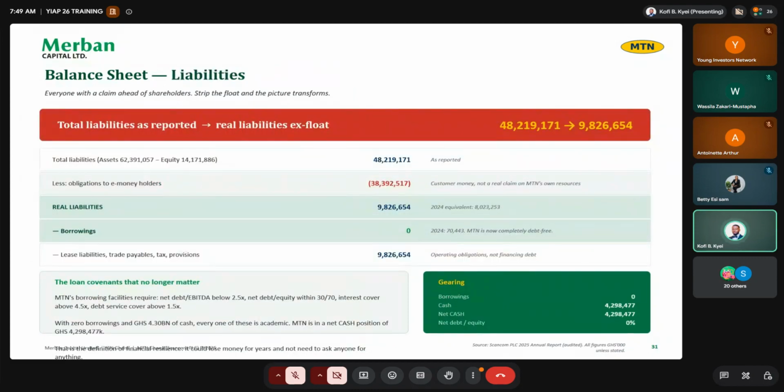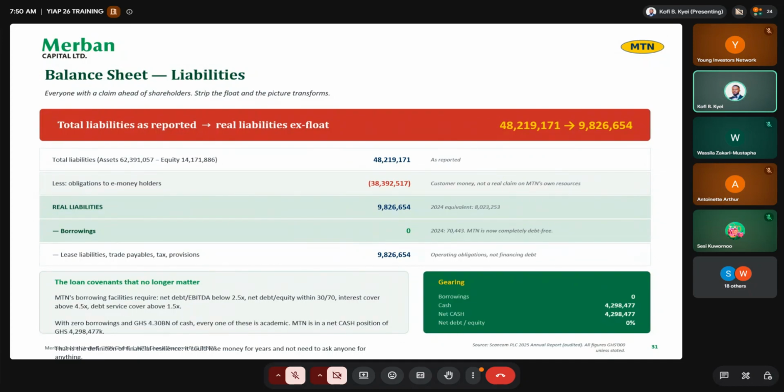Now we move on to the liabilities, also a component of the balance sheet. So total liabilities as reported leads to real liabilities ex-float. This is the breakdown as well. Total liabilities, assets minus the equity, is 48.2 billion as reported. Now we less it against obligations to Momo, which is 38.4. So the real liabilities comes to 9.8 billion.